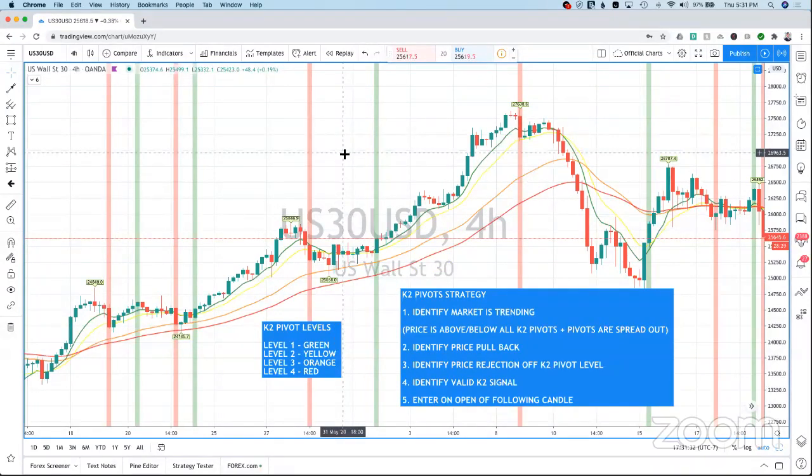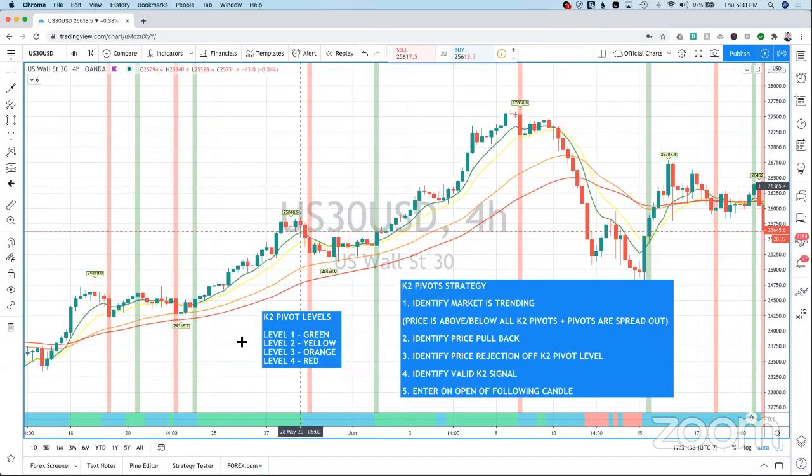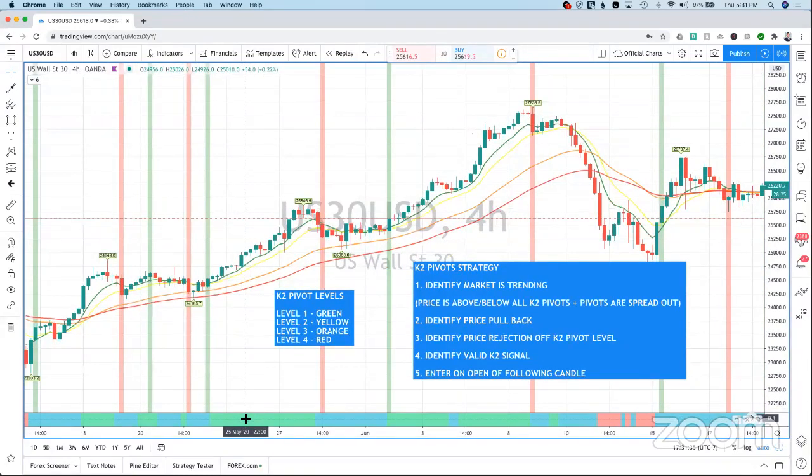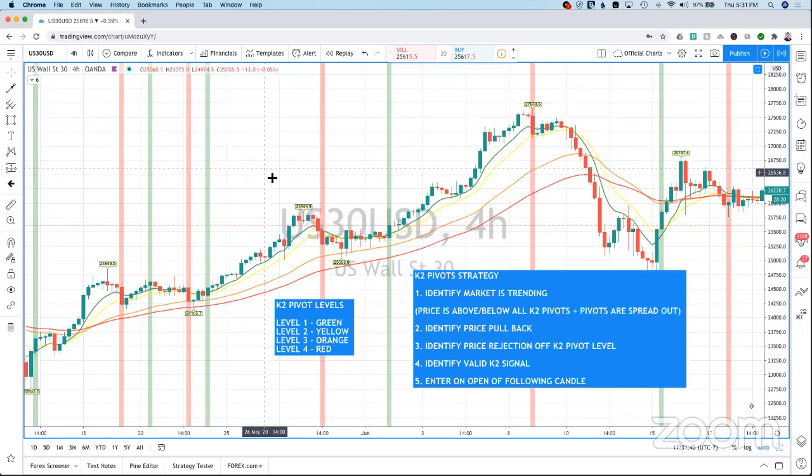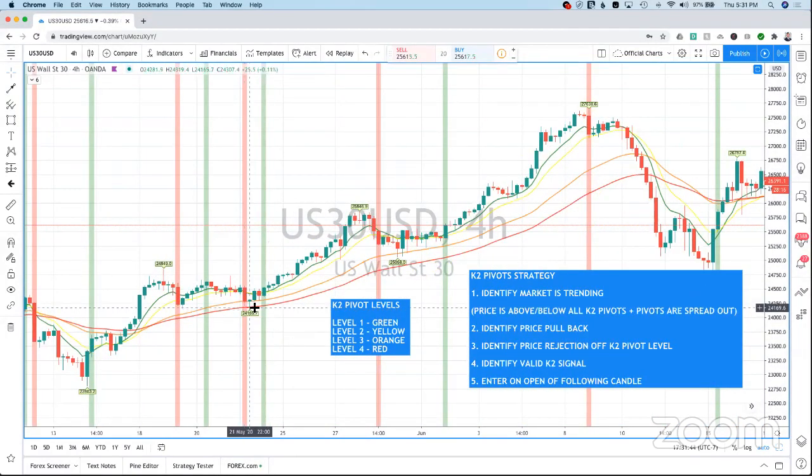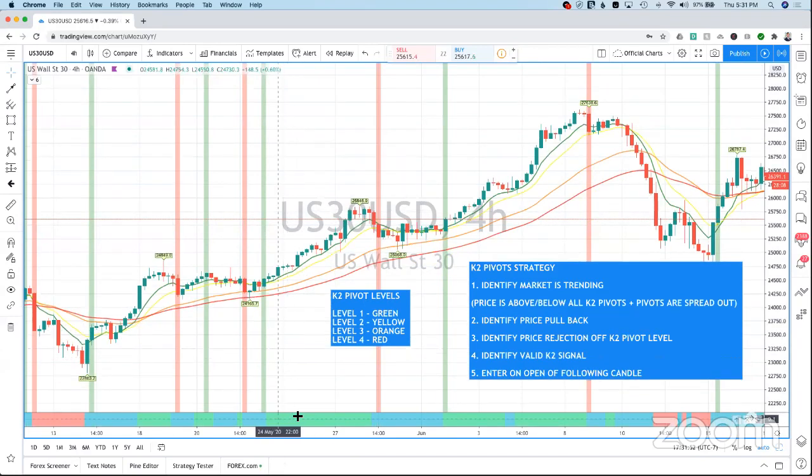Lester's asking, you don't use the K2 trend meter? You don't need to, but you can. If you use the trend meter, it'll give you extra confirmation that price is trending upwards. But you can easily identify if price is trending if price is above all K2 pivot levels and the pivots are spread out. But if you want extra confirmation, you can always turn on the K2 trend meter and it'll show you right there and confirm that price is trending upwards.